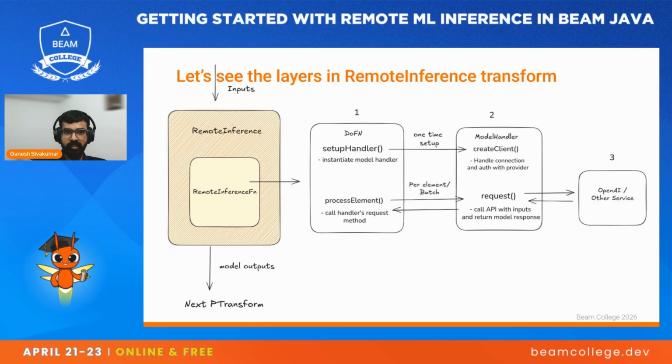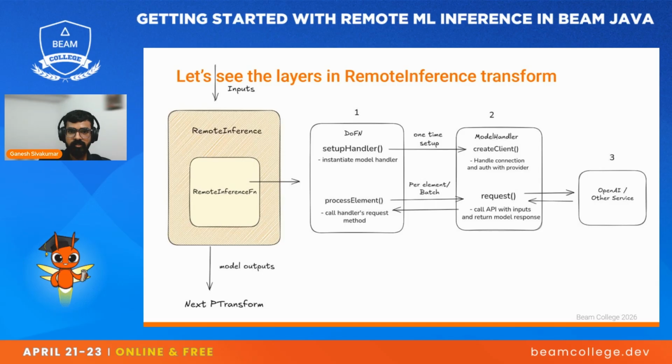The first layer is the API layer that we saw in the previous slide. It's just about the usage. And the second layer is the DoFn layer. This majorly does two things: initialize the model client and send input PCollection elements for inference. As a first step, the DoFn calls the setup handler. This function initializes the model handler by calling the create client method, where the model handler would connect to the API and authenticate with the API key that we passed with the parameters.